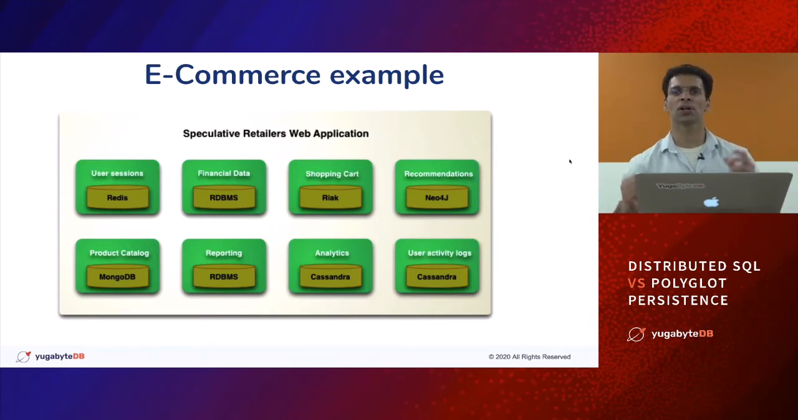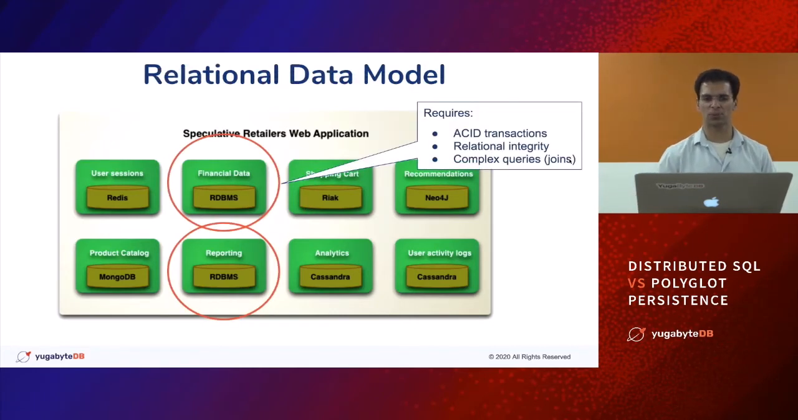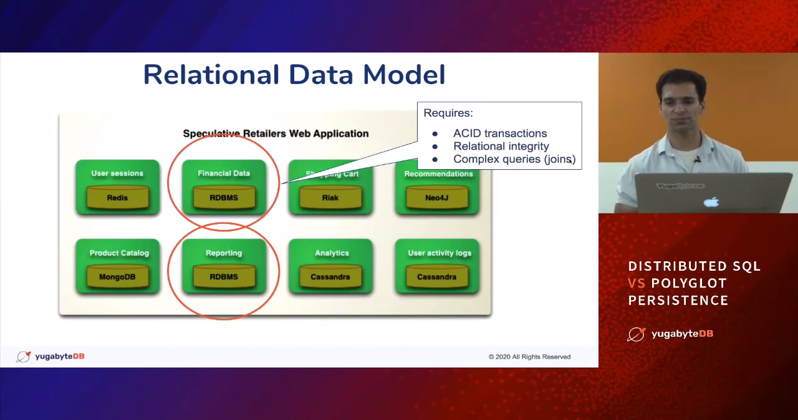So how do you model such an application, specifically when you need scale and high availability and a bunch of these other modern microservices features? Let's break it down one by one. Your financial data and reporting requires ACID transactions, relational integrity, and complex queries like joins, right? So they're probably not going anywhere but staying in an RDBMS, right? So if you have a failure of those RDBMSs, you still have to manually deal with it. But hey, at least the scale of these, you should be able to scale up and manage it for the longest time. So you should be okay with respect to scale.